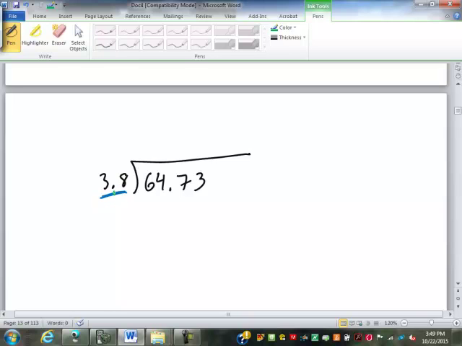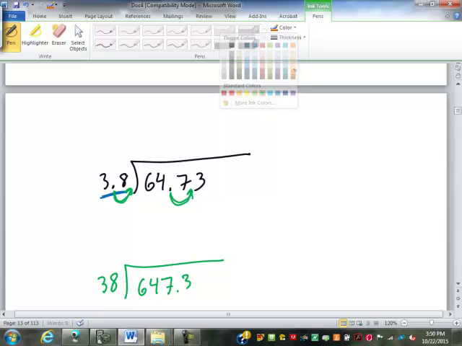The process you were probably taught was this: take the decimal point, move it to the end of the number we're dividing by. Make that a 38. But in order to make this work out, then we have to do the same on the inside, move it over. We had to move it one spot here. We have to move it one spot over here. So this becomes 647.3 divided by 38. The question is, why can I do that?